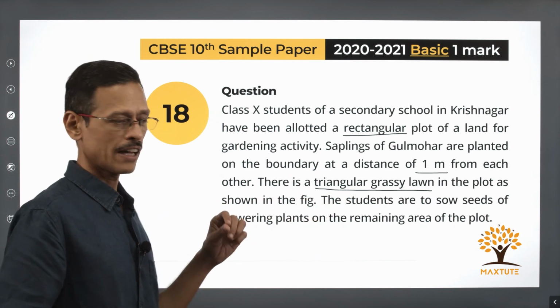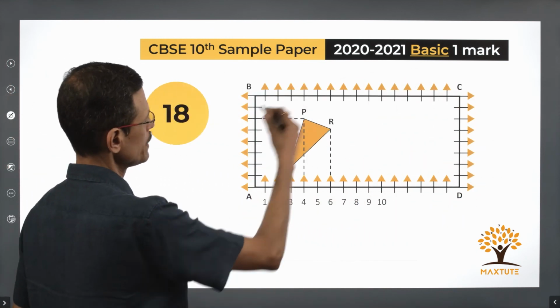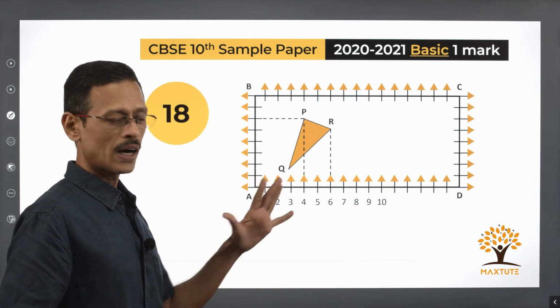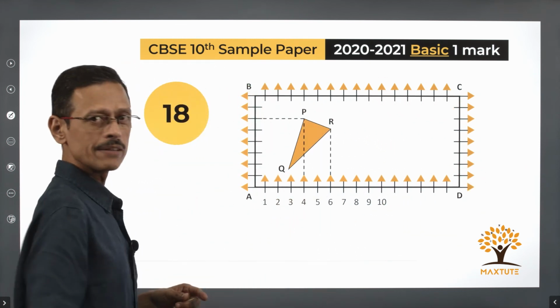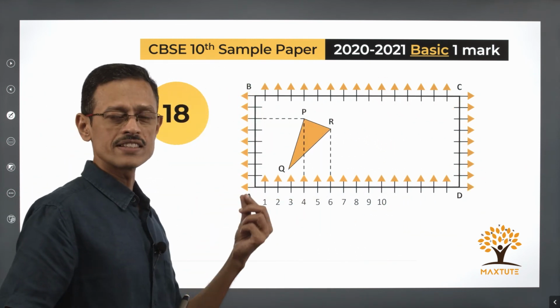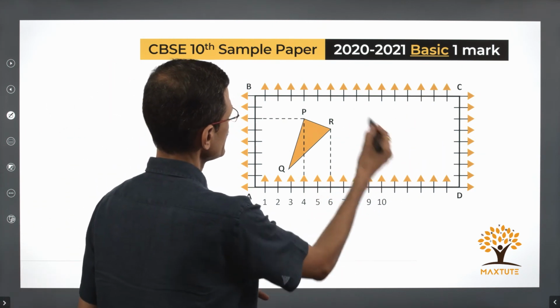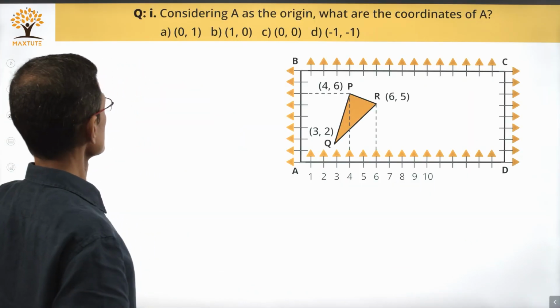So this is the data that we have. Let's take a look at the land. This is a rectangular piece of land, ABCD. There's a triangular grassy patch PQR, and saplings of Gulmahar have been planted along the boundary. The distance between each of these saplings is equal to 1 meter. Flowering plants will be planted in the remaining areas. Let's get started with the first of the questions.